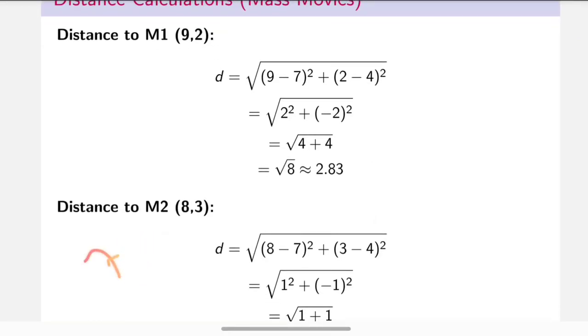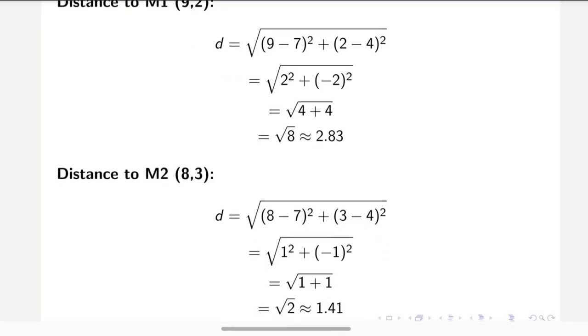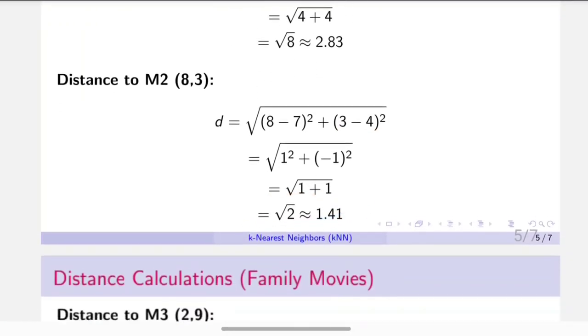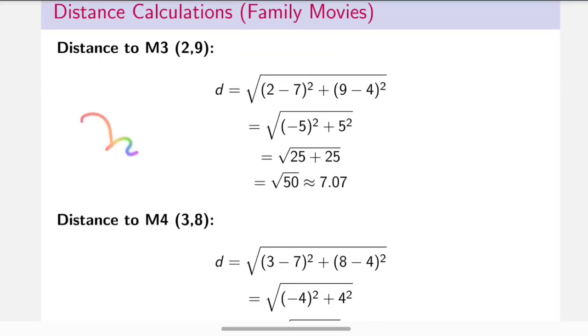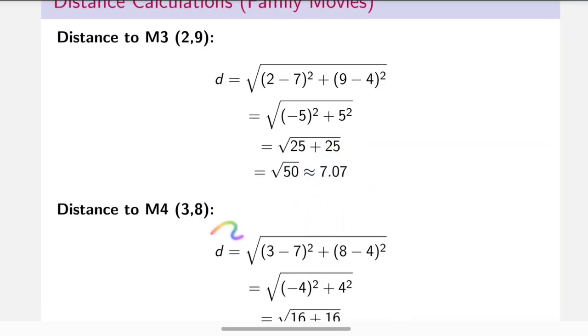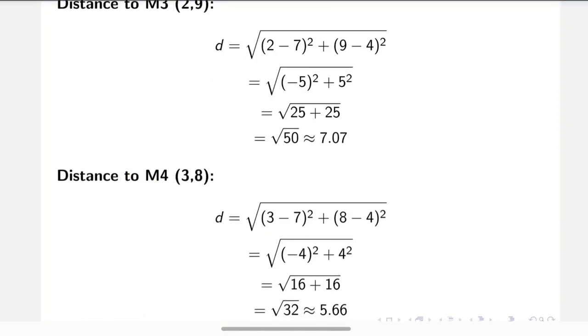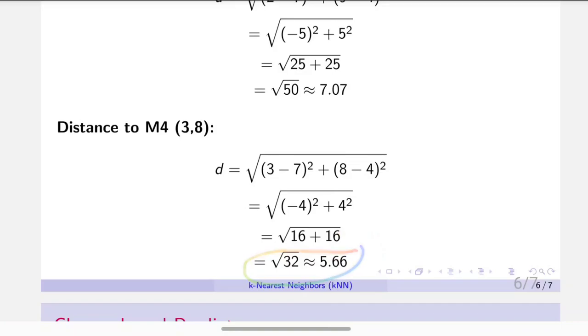Same way, 7 comma 4 with respect to 8 comma 3. So 8 minus 7 and 3 minus 4, right? If you do this, we get 1.41. Same way, calculate 7 comma 4 with respect to 2 comma 9: 2 minus 7 whole square, 9 minus 4 whole square, and you end up getting 7.07. Now the same way, 7 comma 4 with respect to 3 comma 8, we get approximately 5.66. So smaller distance means higher similarity.